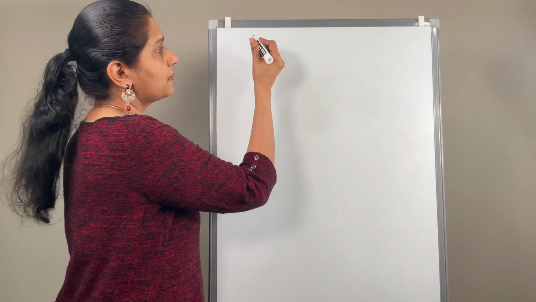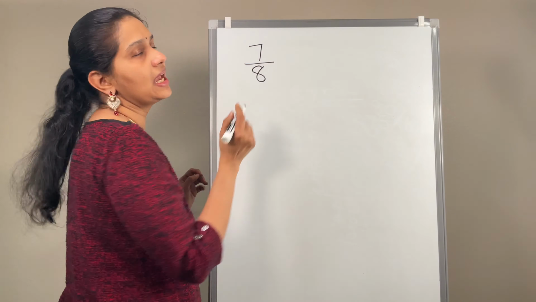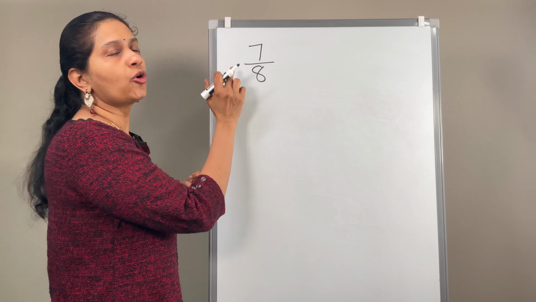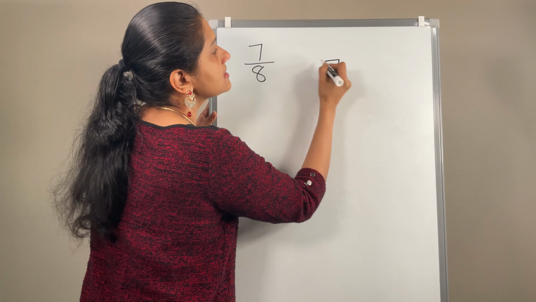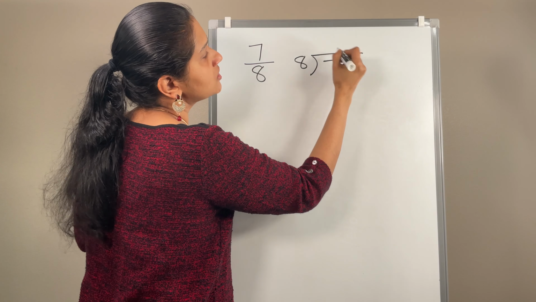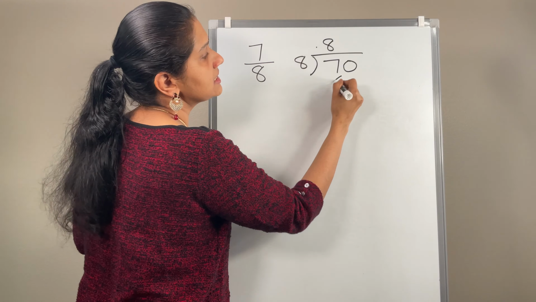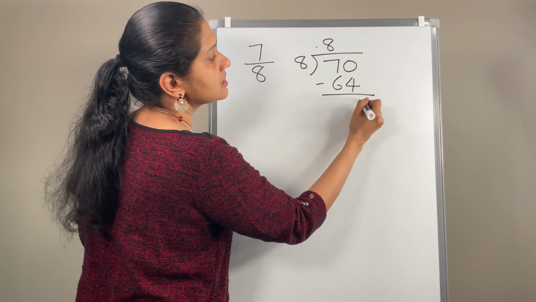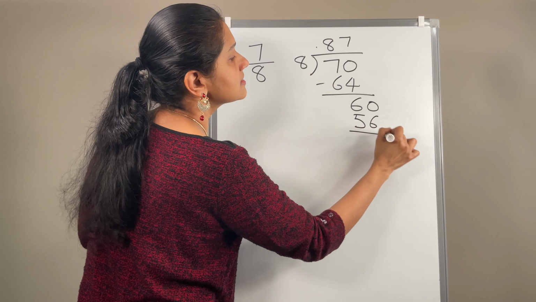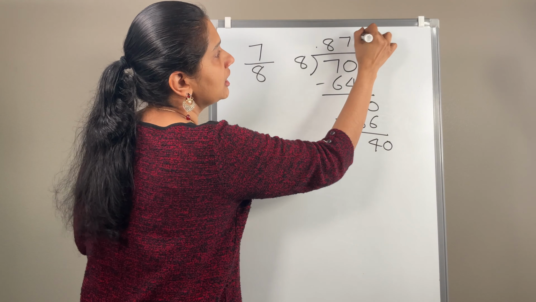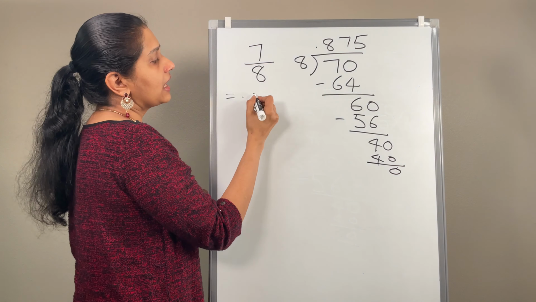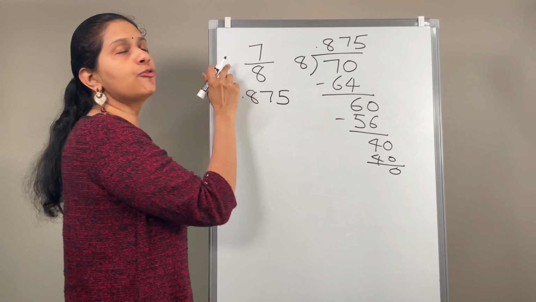Now, consider the example fraction 7 by 8. This 8 cannot be directly converted to 100. So the first step is to divide 7 by 8 directly. 7 won't go into 8, so I am putting a 0 and a decimal. 8 8s are 64, 70 minus 64 is 6, putting a 0, 8 7s are 56, when you subtract I am getting 40, so 8 5s are 40, 0. So 0.875 is the decimal form for this fraction.